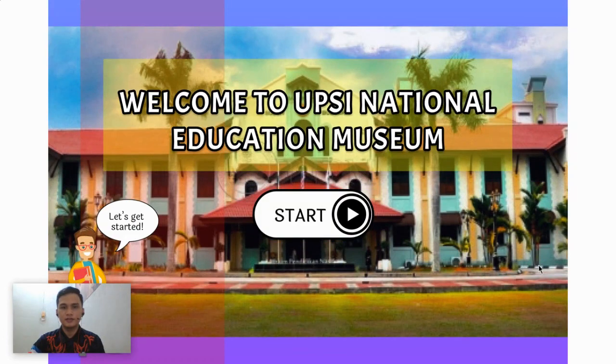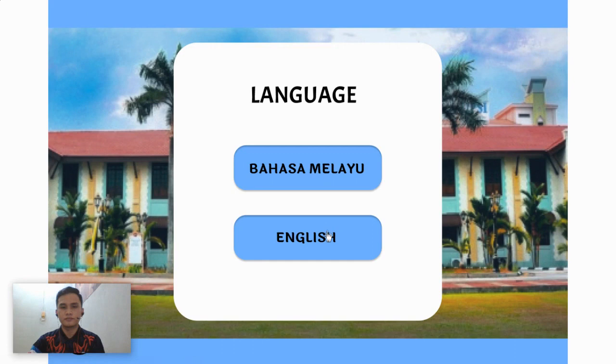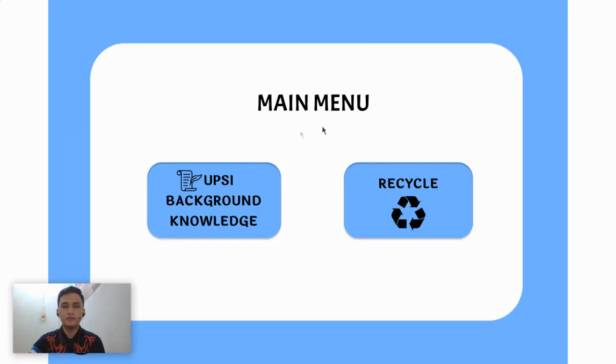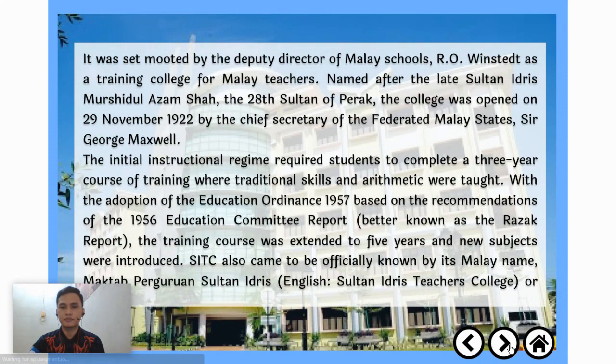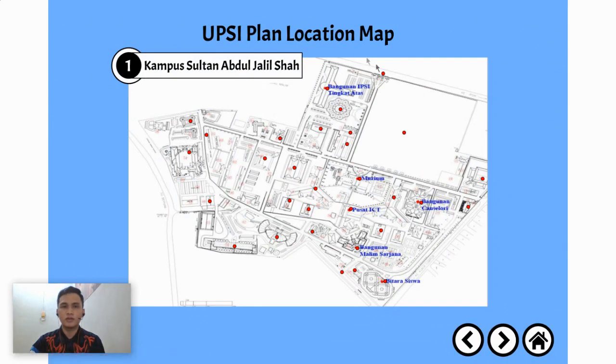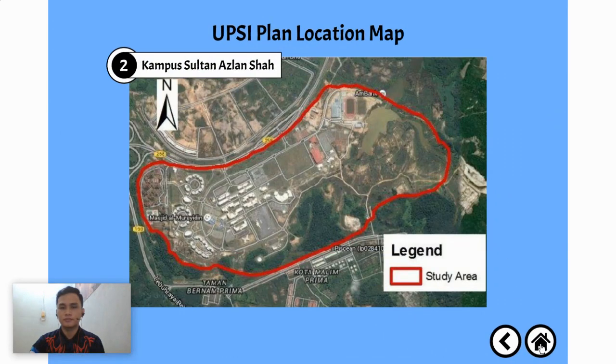So this is the system. Let's see whether the system fulfills all of the goals or not. This is the main menu. The first part, OOPSI background knowledge, covers the first goal, which is to tell the visitors some background knowledge on the environment. The system will brief about OOPSI history and also provide the OOPSI plan location map for both campuses.